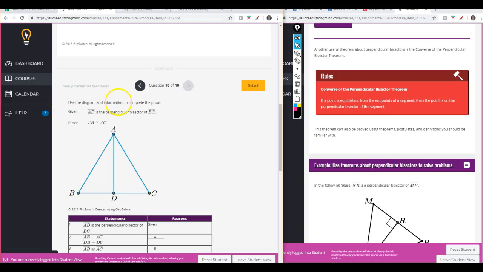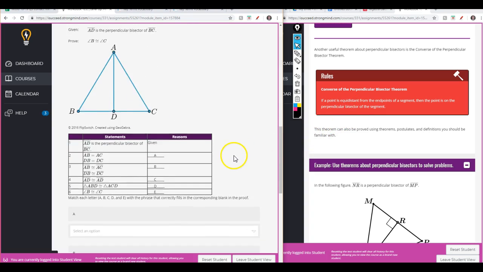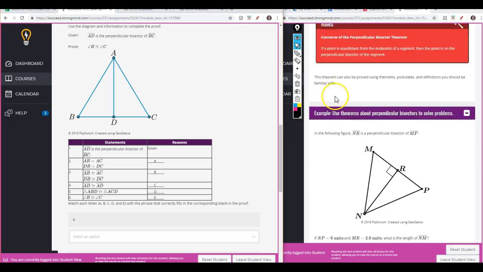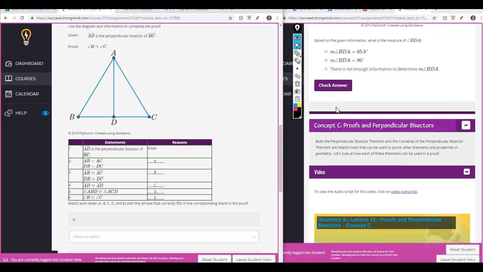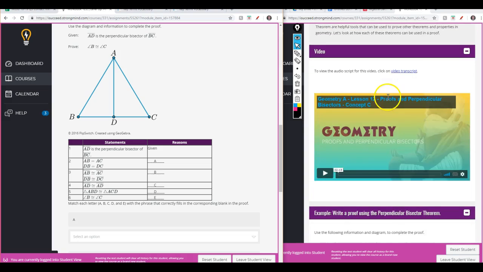Use the diagram and information to complete the proof. Given that segment AD is the perpendicular bisector of segment BC, prove that angle B is congruent to angle C. Okay, so I'm going to first scan to see if we have an example proof that uses the perpendicular bisector.